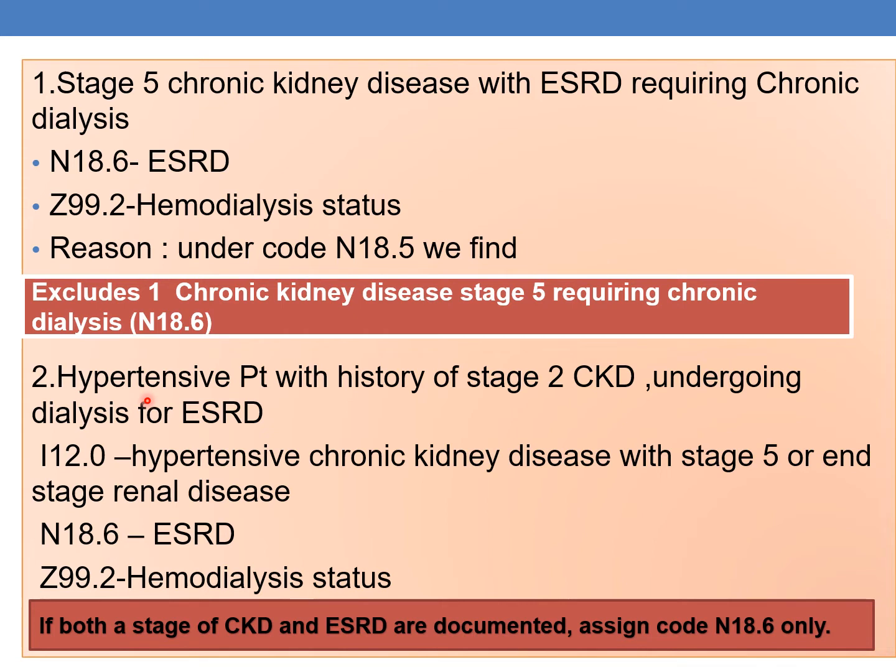Coming to the second example, hypertensive patient with history of CKD stage 2 undergoing dialysis for ESRD. Here, the first code is I12.0, hypertensive chronic kidney disease with stage 5 or end stage renal disease, followed by N18.6 and then Z99.2, hemodialysis status, because the patient is undergoing dialysis. If both the stage of CKD and ESRD are documented, assign only ESRD. That is nothing but N18.6.